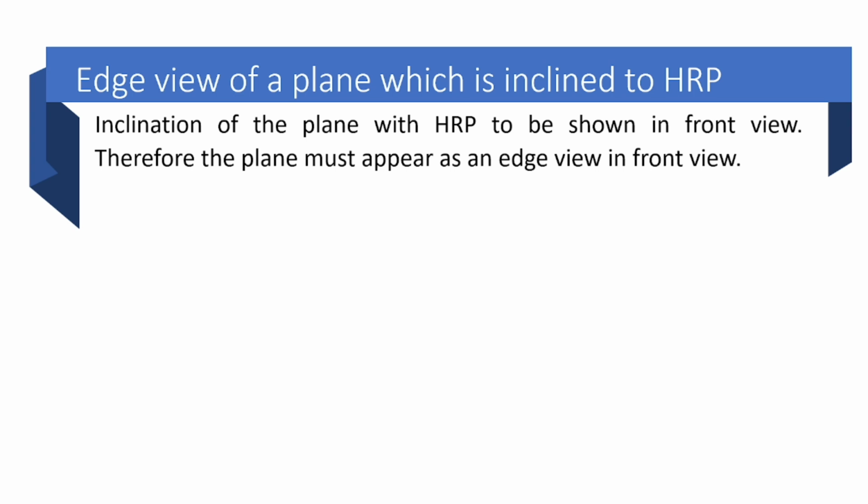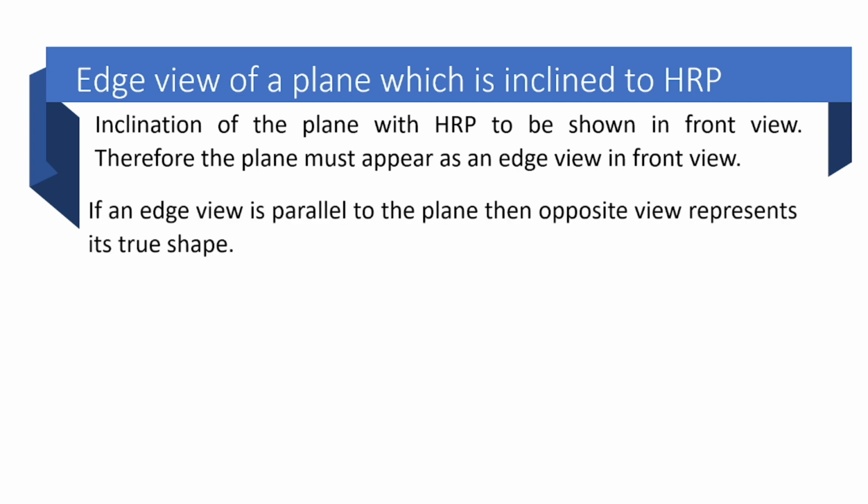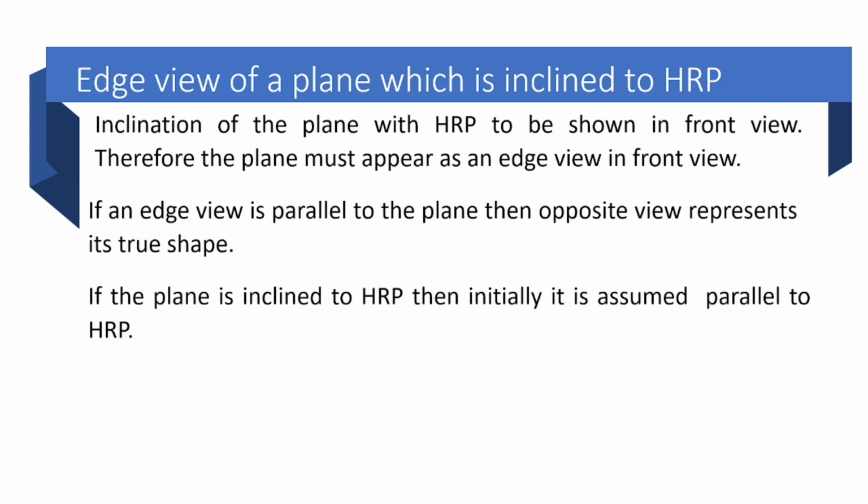And as the plane is inclined to HRP, the plane must appear as an edge view in front view. Another principle is that if an edge view of a plane is parallel, then its opposite view represents its true shape. Please note, we need to follow these principles and then you can solve any problem based on the projection of a plane. But the first step would be to assume that plane parallel in the initial view.